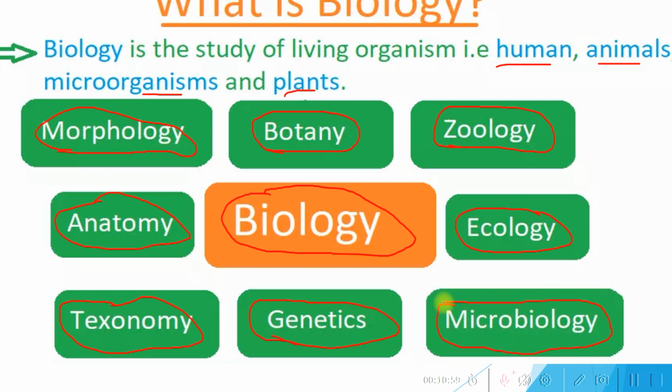These are some of the fields that are studied under what? Biology, but these are not the only ones. These are some of the examples found in the branches of biology, but these are not the only fields that study about what? Living things.